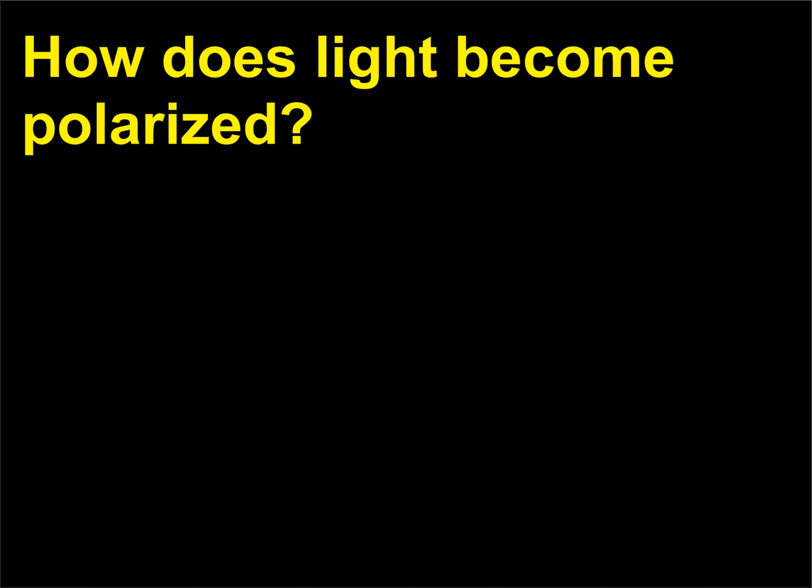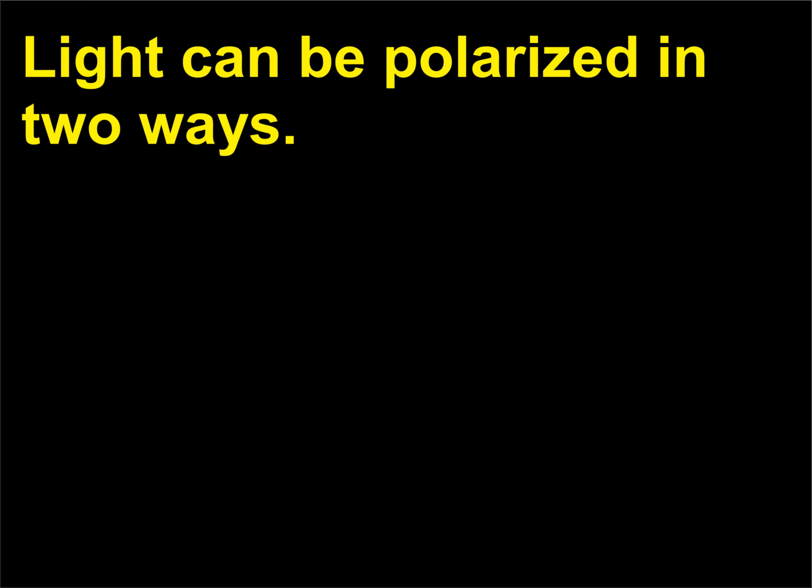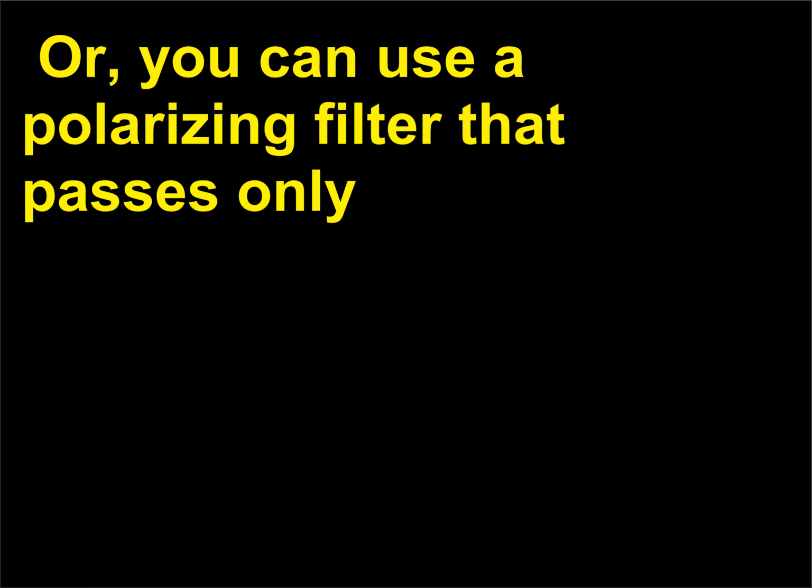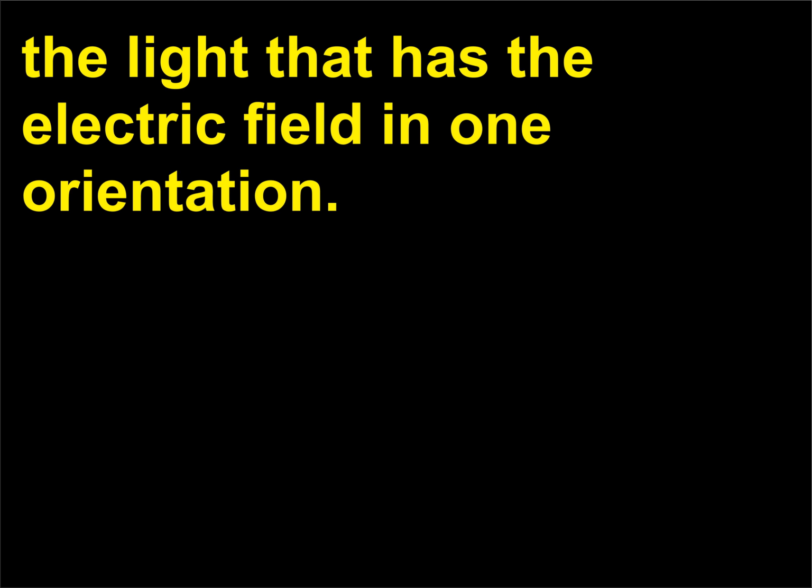How does light become polarized? Light can be polarized in 2 ways. If a shiny surface such as water or an automobile window reflects light, it can be partially polarized. Or, you can use a polarizing filter that passes only the light that has the electric field in one orientation.